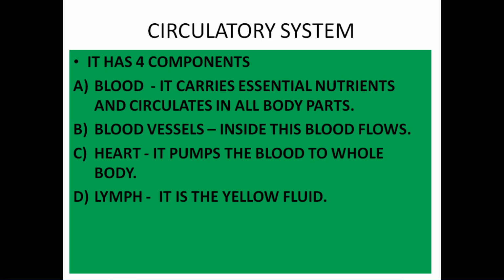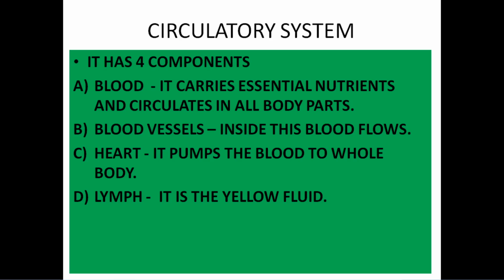Circulatory system or transportation system in humans are both the same thing. It is called circulatory system because in our body there is a fluid called blood that circulates throughout the body and carries oxygen, nutrients, and digested foods. So, the circulatory system in humans has four components. We'll study these components one by one in each video lesson. So, we have four components.